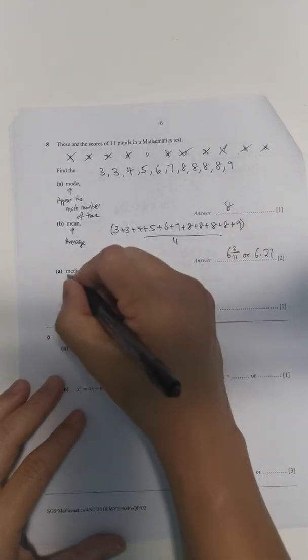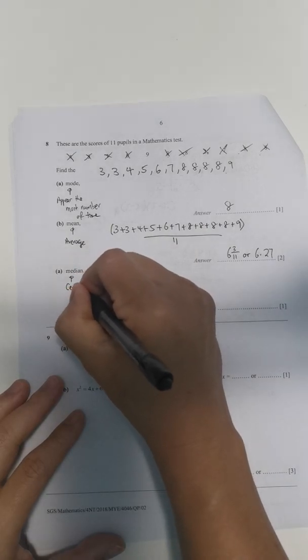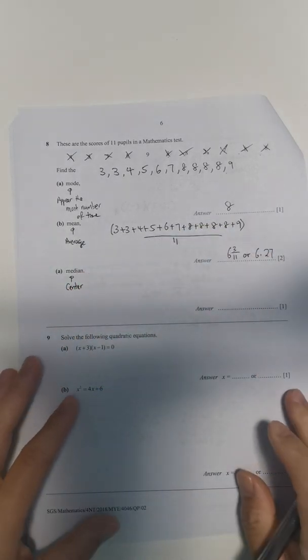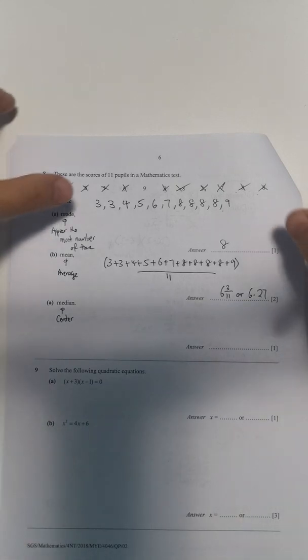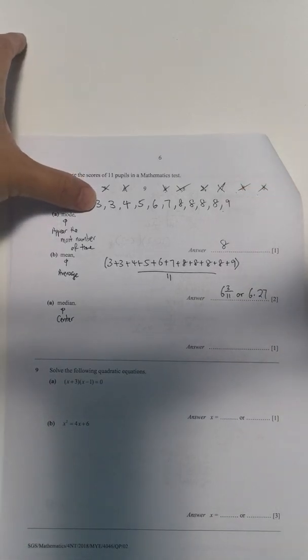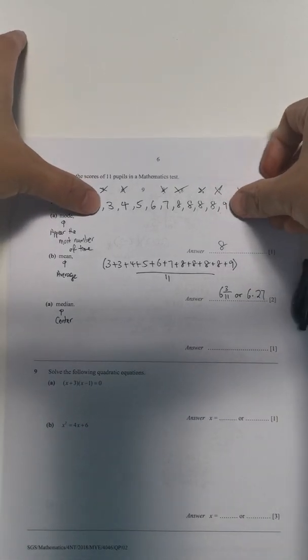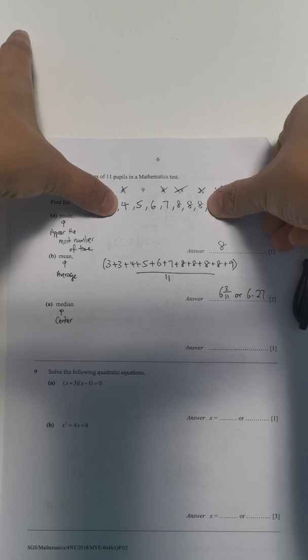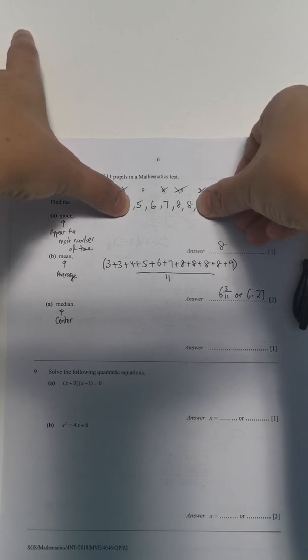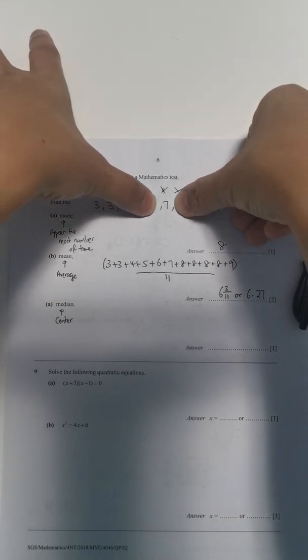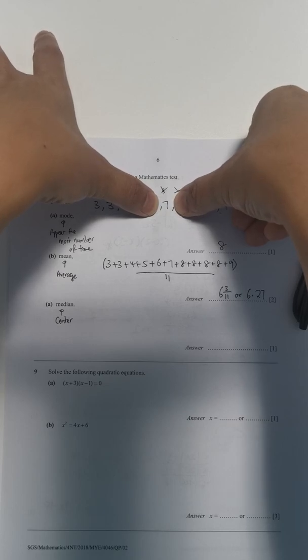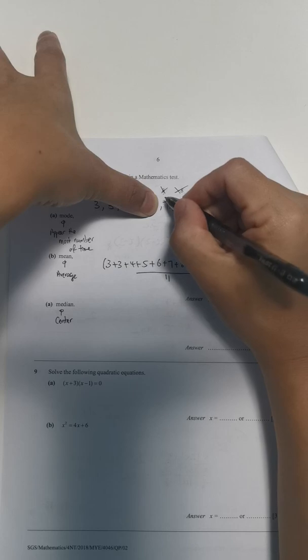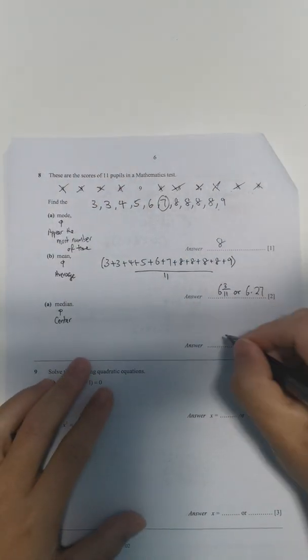Okay, median. Median is the center number. What you need to do is use both your thumbs, cover the first and the last digit, then you move in slowly. Cover one number at a time. Cover one number at a time. And when you reach the center, you notice that the digit 7 is the center number. So this is your median. Alright, so your median is 7.